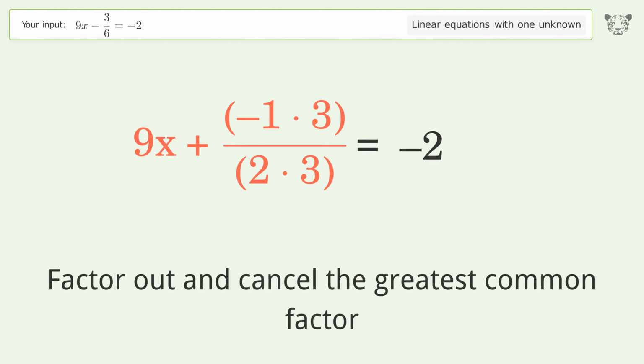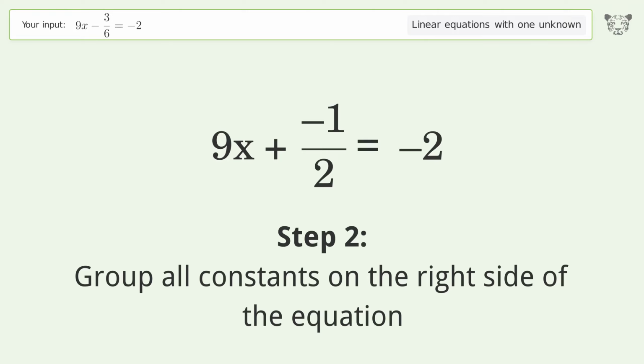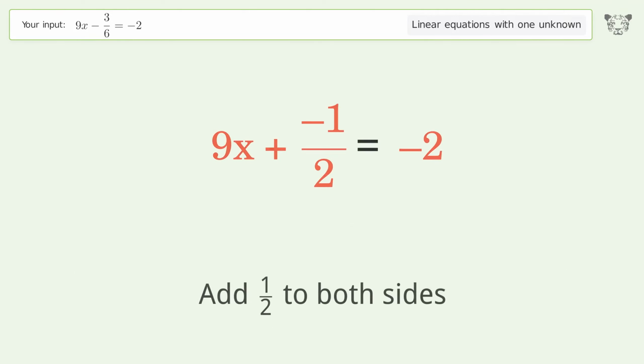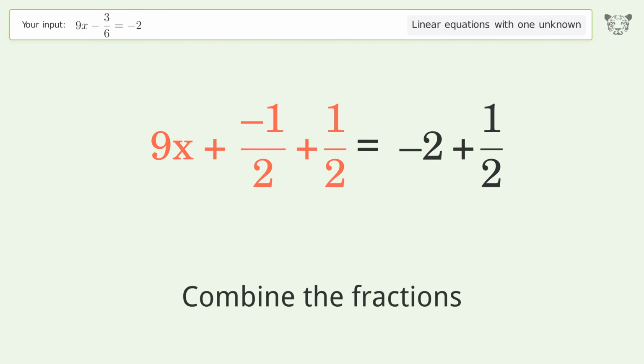Factor out and cancel the greatest common factor. Group all constants on the right side of the equation. Add 1/2 to both sides. Combine the fractions.